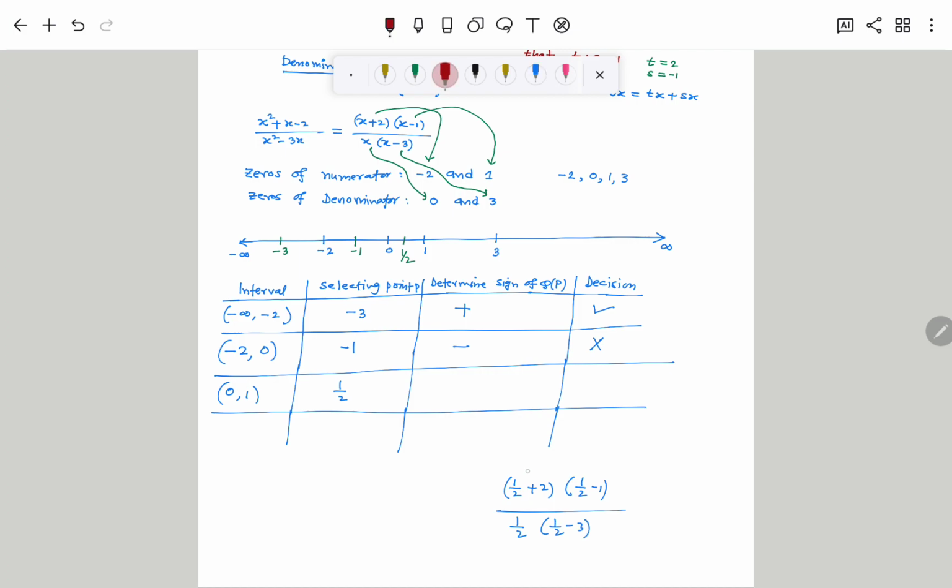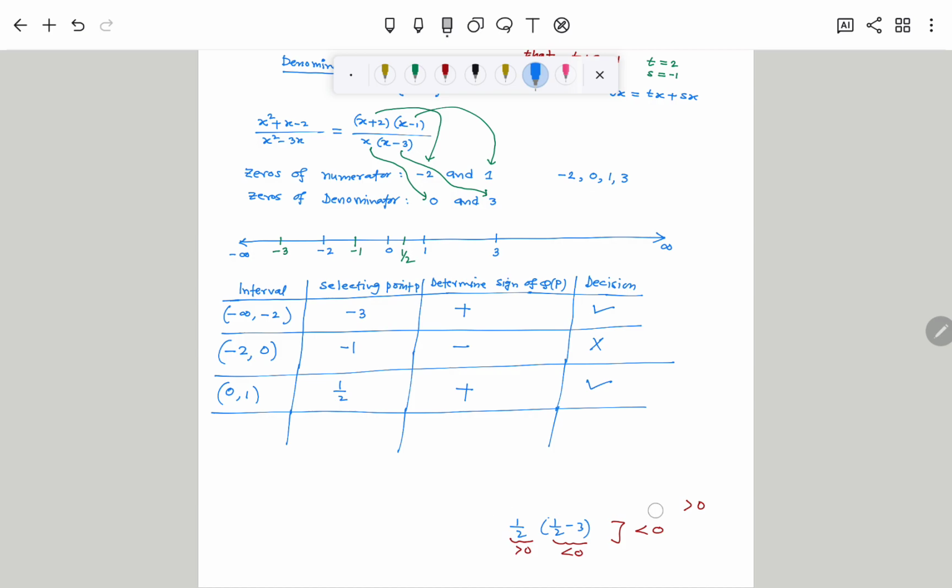Now if you look, this is the positive expression, but this is the negative expression. This is positive and this is also negative. So now in the numerator we get a negative sign overall, and the denominator total will be negative. So negative by negative, you should get a positive sign. So what should we get here? We get a positive sign. So this is acceptable.